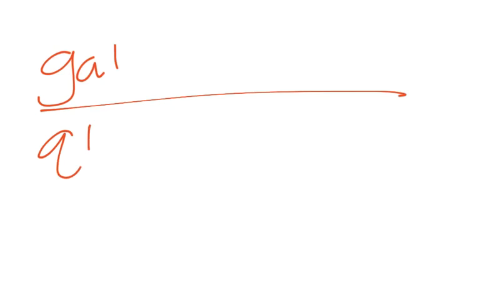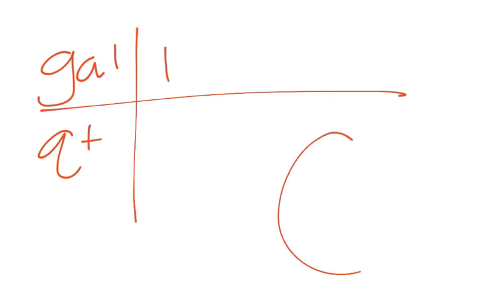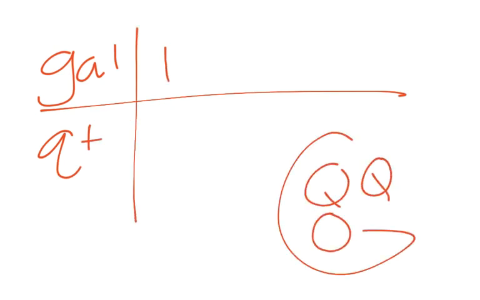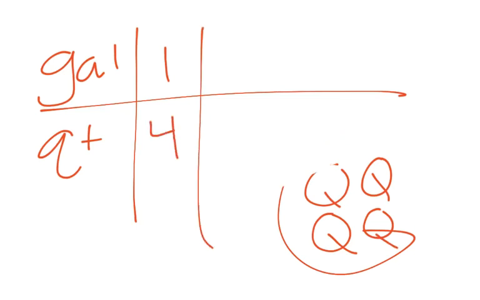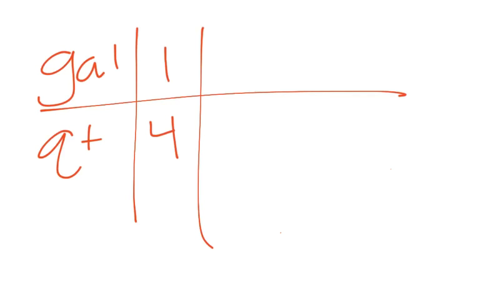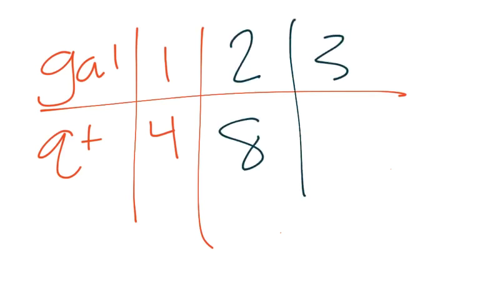If I made a chart for gallons to quarts, let's think about this. 1 gallon, in Gallon Kingdom there are 4 queens. I know I'm going to have 4 quarts. So if I keep that pattern, if I have 2 gallons, I'm going to have 8 quarts. If I have 3 gallons, I'm going to have 12 quarts. And you might notice I'm multiplying by 4 each time.